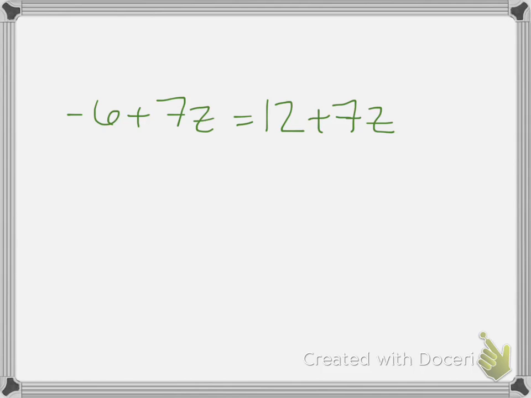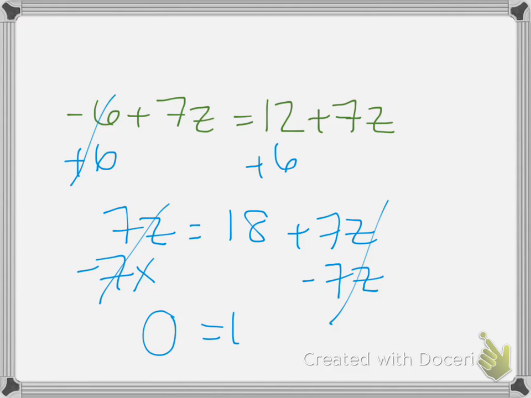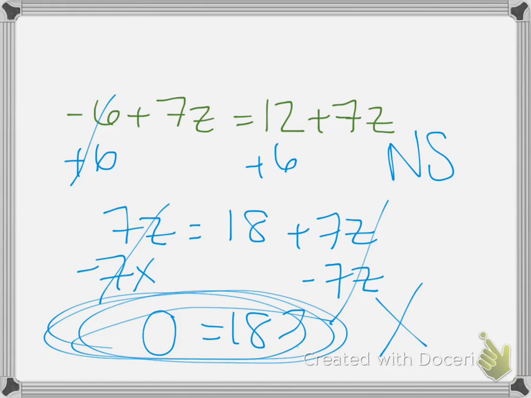Okay, let's try this one. So I'm going to get rid of this 6. So I'm going to add 6 to both sides. So I'll have 7z equals 18 plus 7z. Subtract 7z. Okay, they cancel on both sides. Does 0 equal 18? No, it doesn't. So we have no solution. Okay, or NS, no solution. Because these sides do not equal each other.